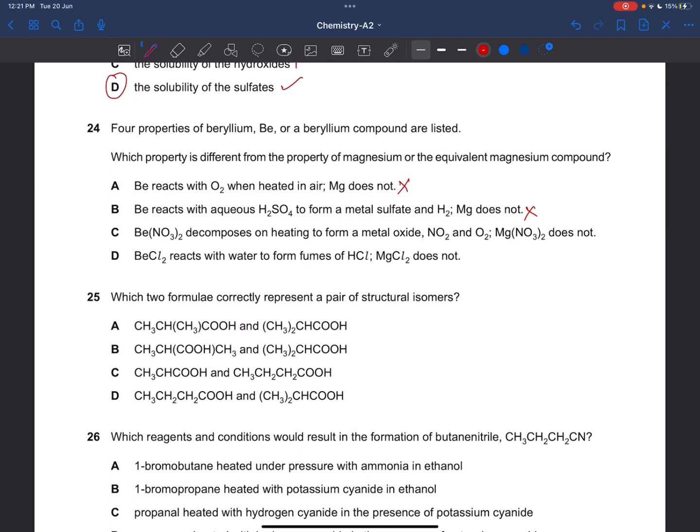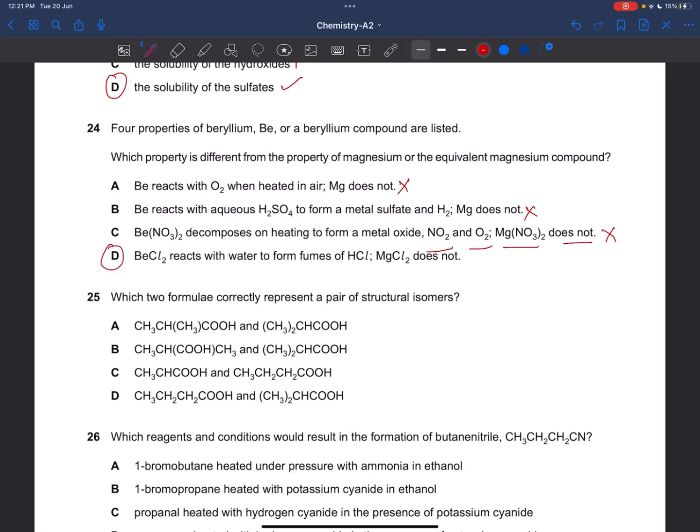Then this is saying that beryllium nitrate decomposes on heating to form a metal oxide, NO2, and O2, and magnesium nitrate does not. But magnesium nitrate does react. It decomposes to form NO2 and O2. So yeah, wrong. BeCl2 reacts with water to form fumes of HCl, magnesium chloride does not. Why do I think this is right? Oh yeah, this is absolutely right.